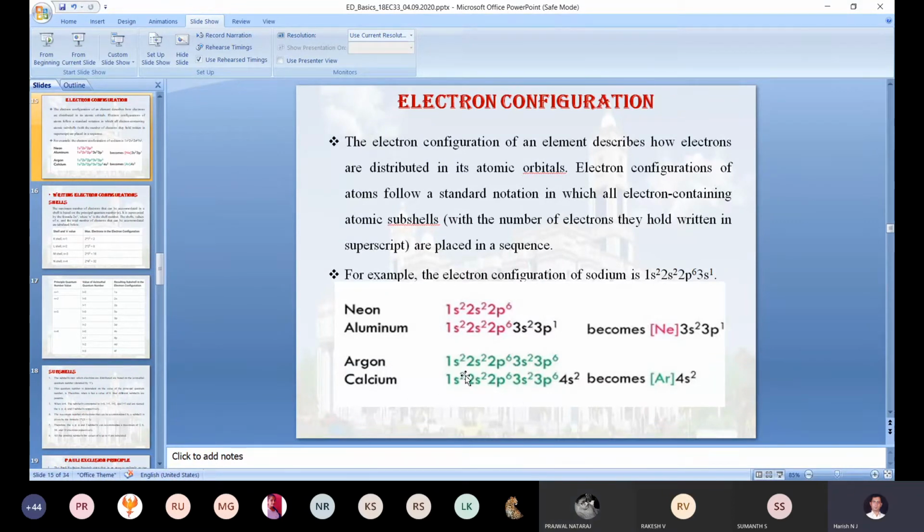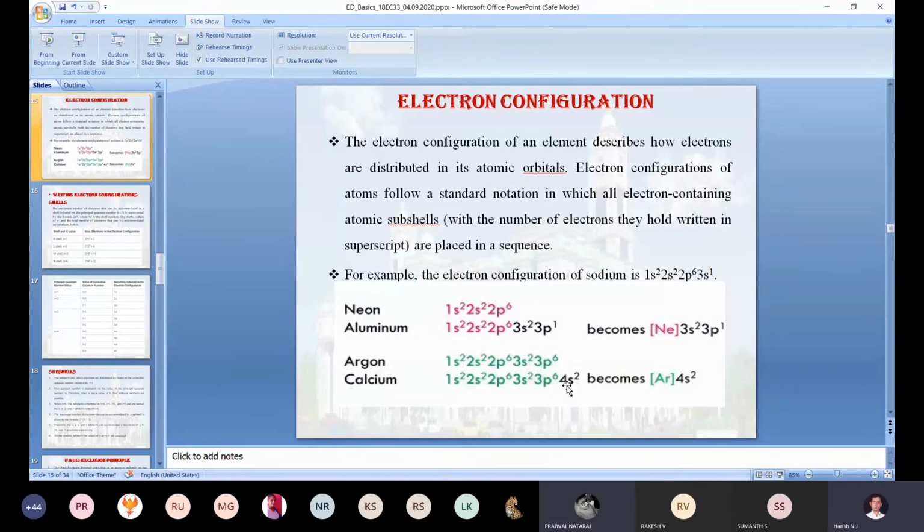The first orbit consists of how many subshells? One, so I have written 1s2. The second orbit consists of how many subshells? Two, so this is 2s2 and 2p6. The third orbit consists of how many subshells? Three: one is s, another is p, and the last is the d subshell. They are arranged in this fashion: 3s2, 3p6.